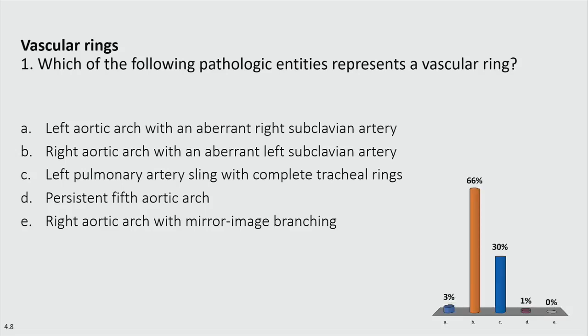So correct, a right aortic arch with an aberrant left subclavian artery. A left PA sling is not really a vascular ring, and we'll talk a little bit about that in just a second, but a vascular ring is defined as vascular structures that surround both the trachea and the esophagus. That's the definition of a vascular ring.